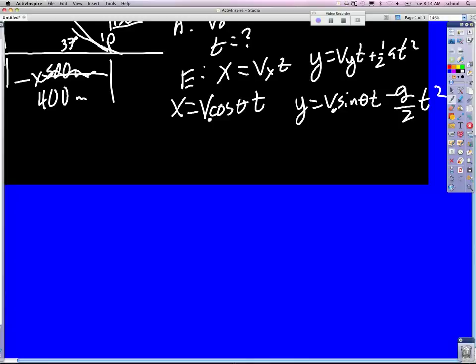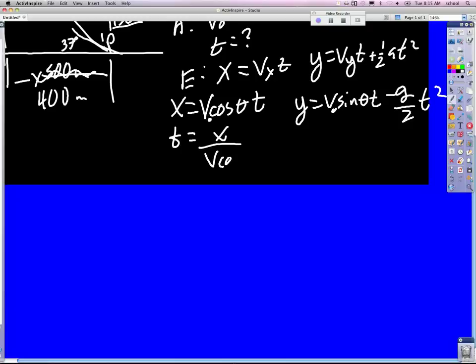So I say y is equal to v0 sine theta times x over v0 cos theta minus g over 2 times x over v0 cos theta squared. And so I ultimately get, this v cancels, and I get tan theta times x minus 5x squared over v0 squared cosine squared theta.